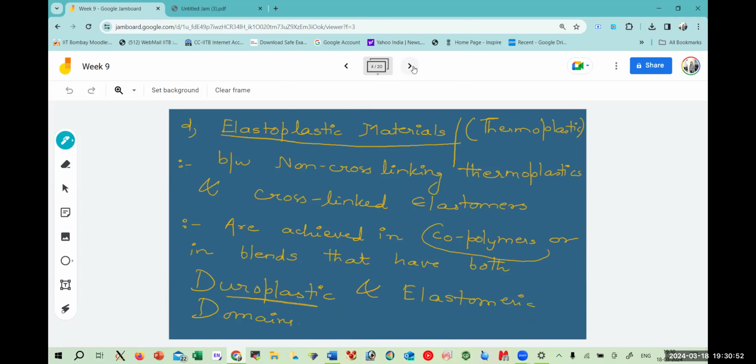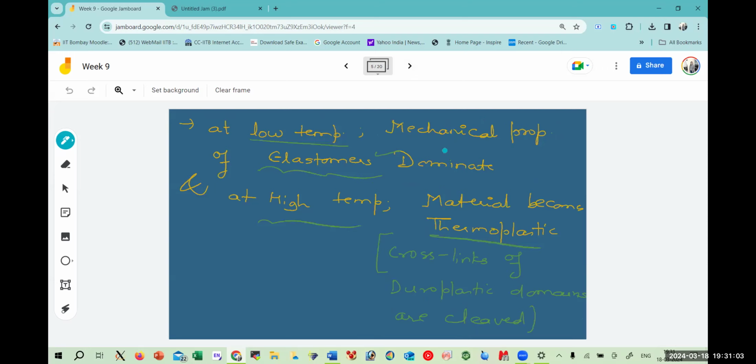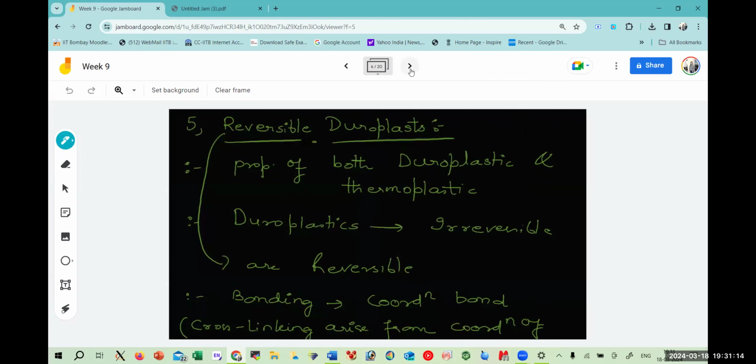But in today's session, the two further types of polymeric materials were elastoplastic, which is a combination of elastomers and thermoplastics. At low temperature, your elastomers would appear, and at high temperatures, the cross-linking of the monomers would break, and you will get a thermoplastic. So it has a combination of both the materials. Further, the last type is reversible duroplast, which has the properties of both duroplastics and thermoplastics. So if you know the first three types, you can get to know about the other two combinations as well.